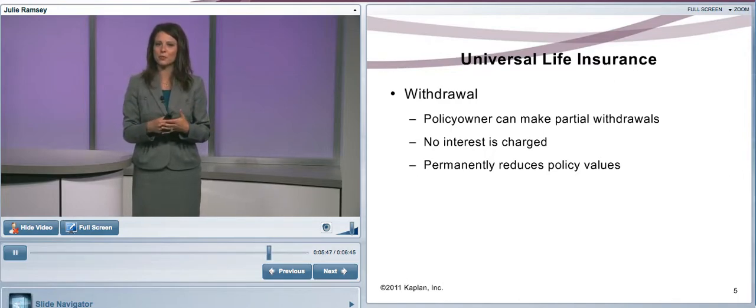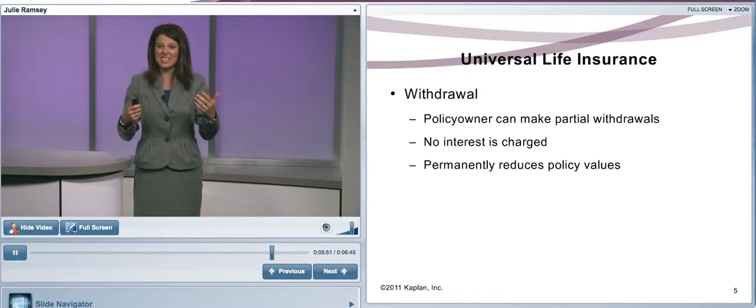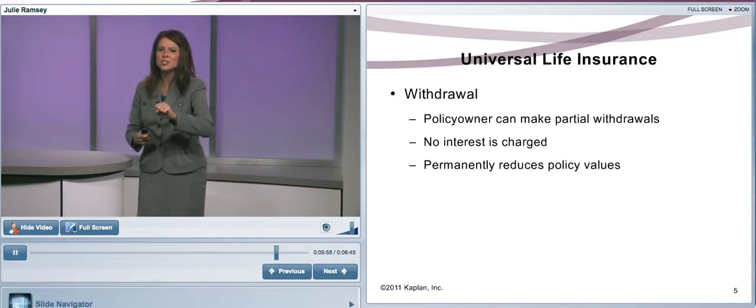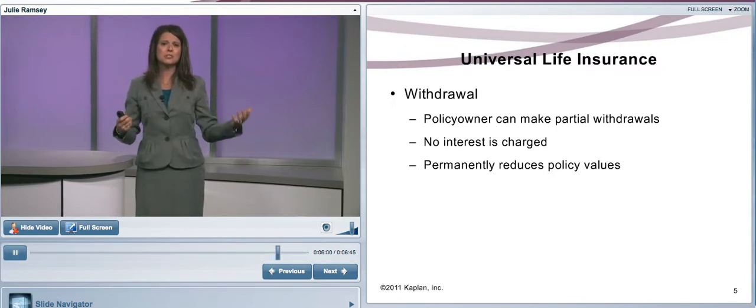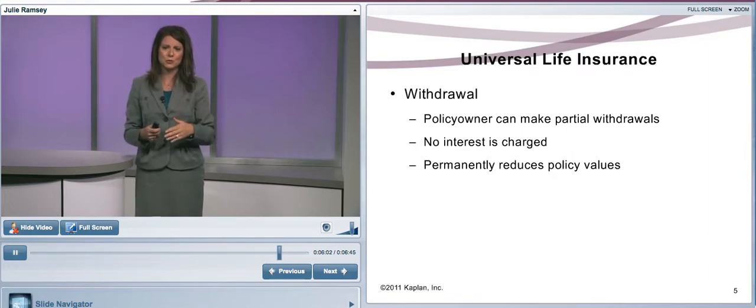Well, there are a lot of folks at retirement who don't need as high of a death benefit. And they don't care that they can't pay it back because that's not their intent. They love the idea of being able to just withdraw money out. No interest is charged, and it does reduce the policy, and they can use that money for some things while they are living.